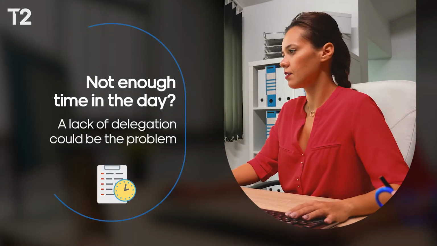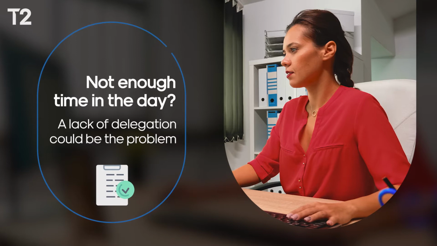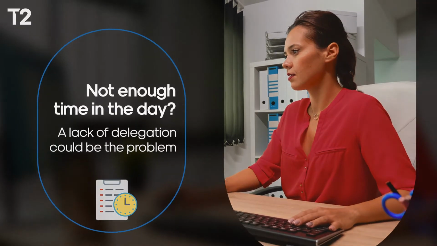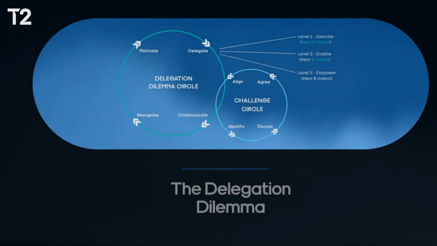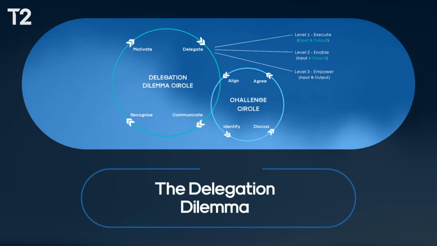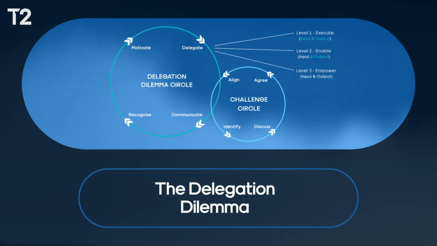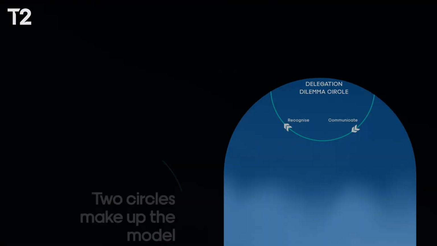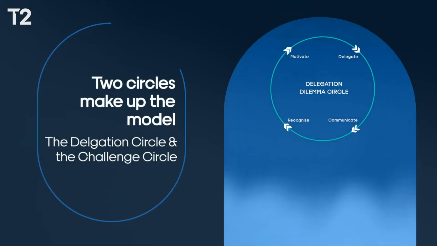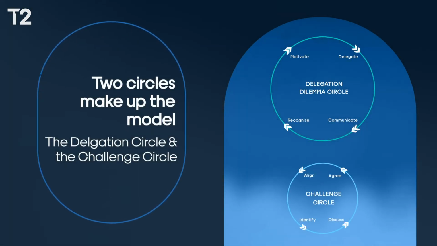Organizational leaders are always telling us how busy they are. Usually, this is down to a lack of delegation. Enter the Delegation Dilemma Model. The Delegation Dilemma is in essence a model that helps organizational leaders delegate more effectively. The model is made up of two circles, the Delegation Circle and the Challenge Circle.